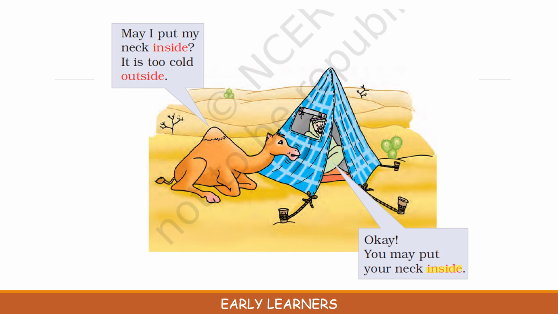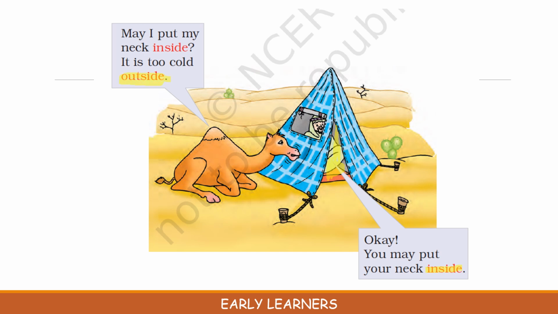Can you tell me who's sitting inside the tent? Yes, the Arab is sitting inside the tent. So this is inside. This all area that you see is inside the tent. Now let's go back. What did camel say? May I put my neck inside? So the camel asked the Arab, may I put my neck inside? Because he's feeling so cold. Camel also said, it is too cold outside.